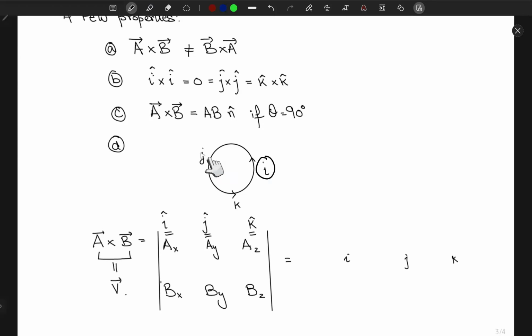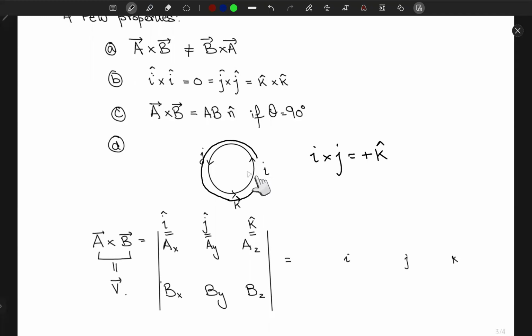You have I and you have J. Suppose I want to find the vector product between I and J, so that's I cross J. What would that be? The arrows point in this direction, so you're going in this direction. You meet K, but K does not change your direction. You still move in this direction to get to K. So this is plus K hat.